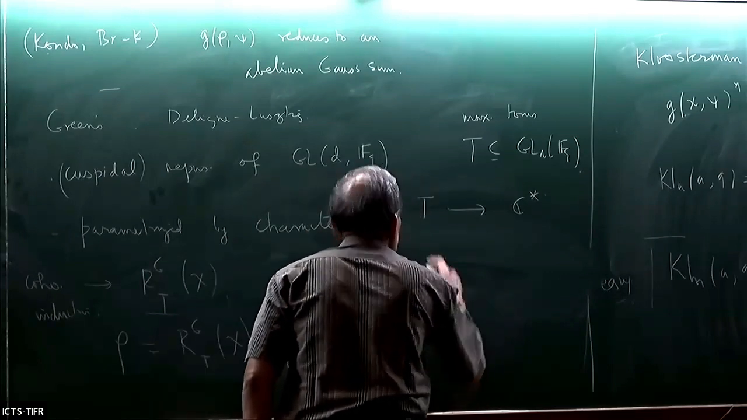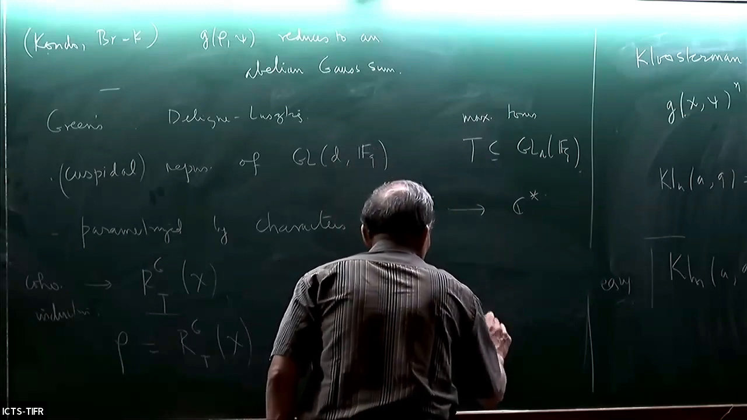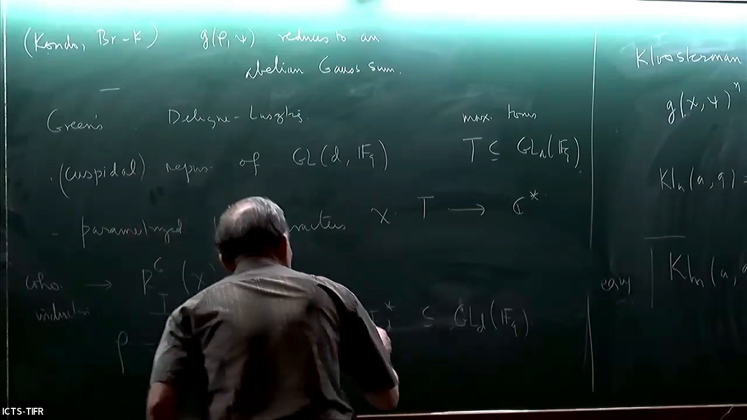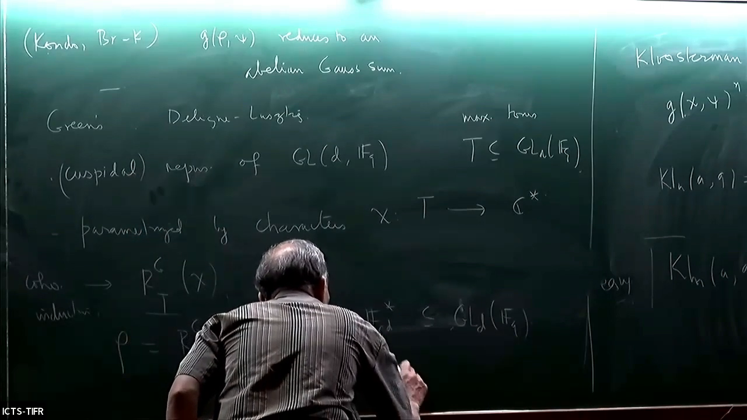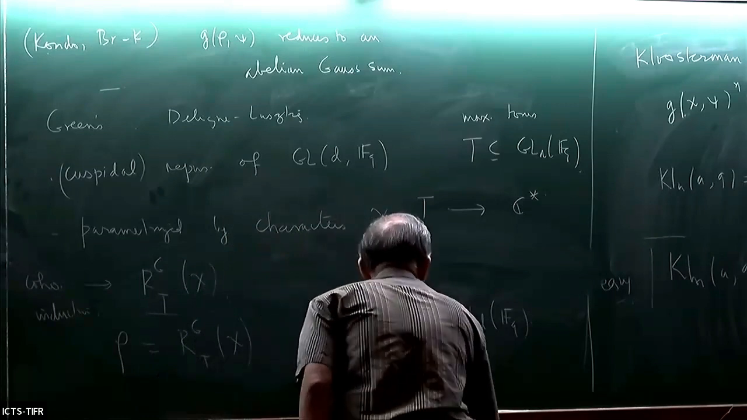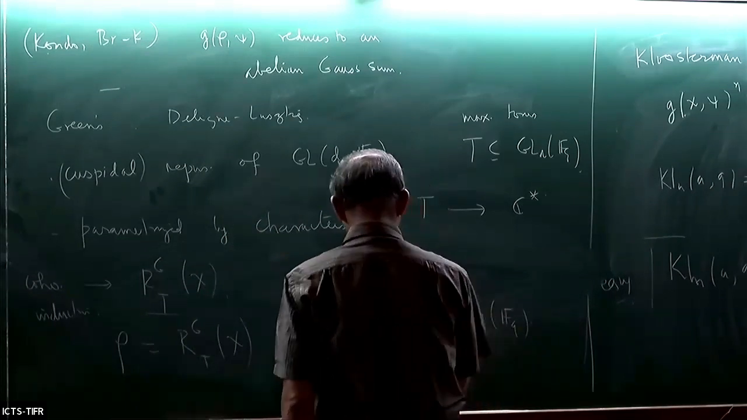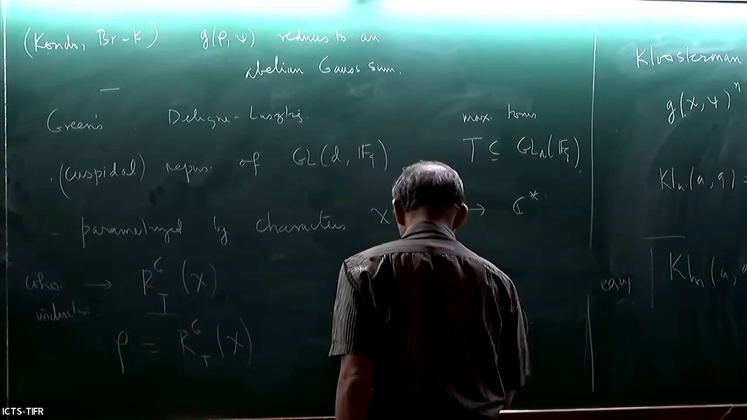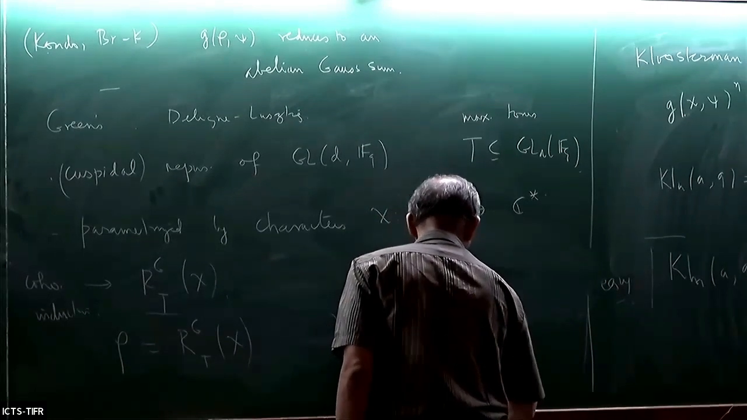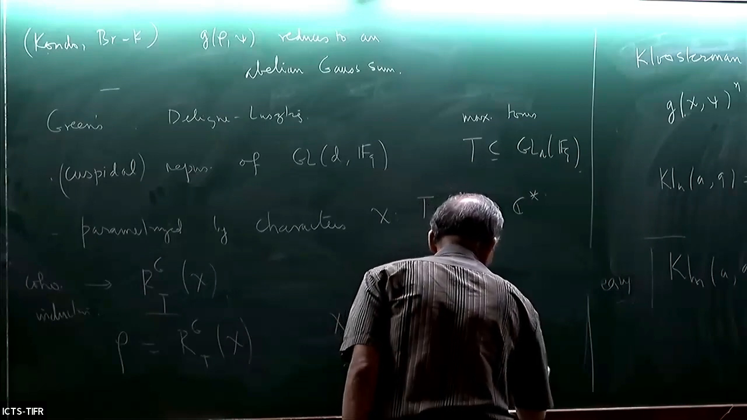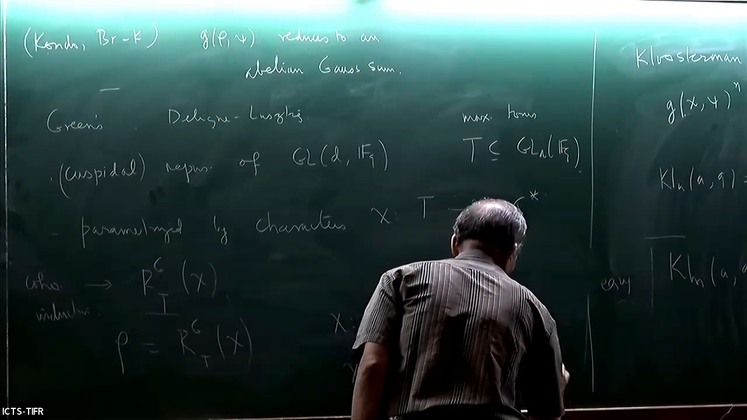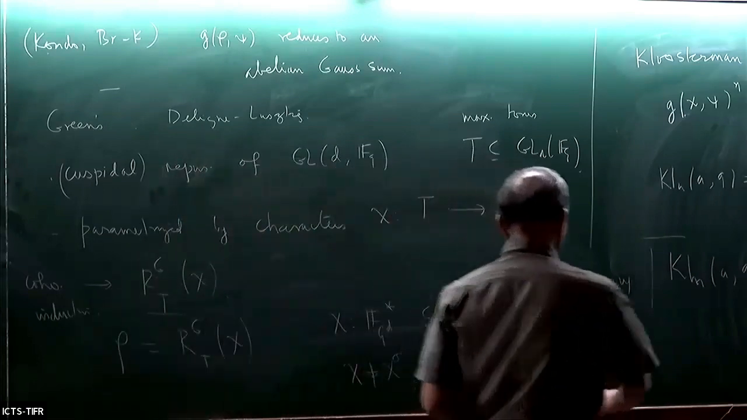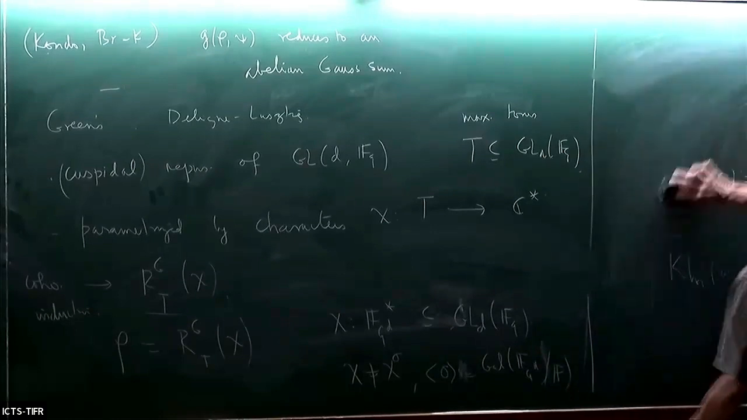where chi is a character of F_{q^d} star, which you can make sit inside GL_d(F_q). And chi satisfies the property that chi is not equal to chi composed with sigma, where sigma is the generator of the Frobenius, the Galois group of F_{q^d} over F_q.